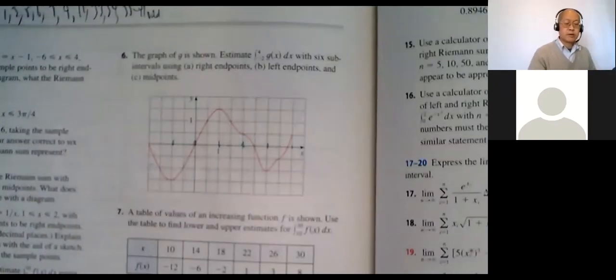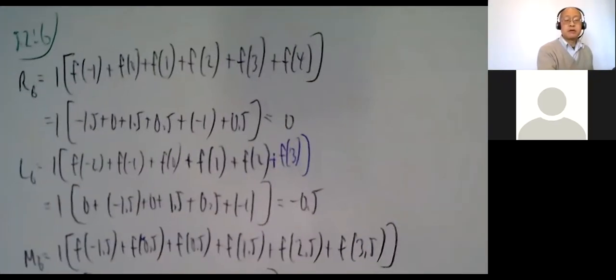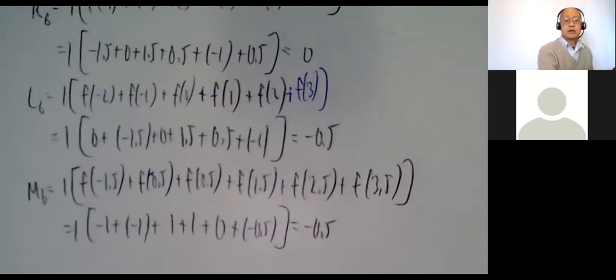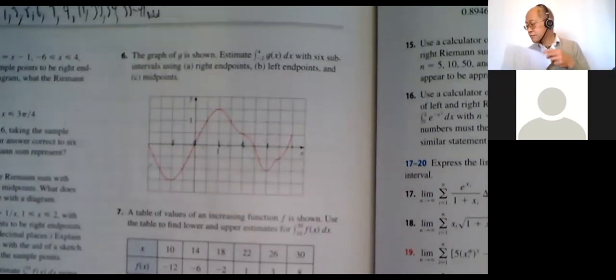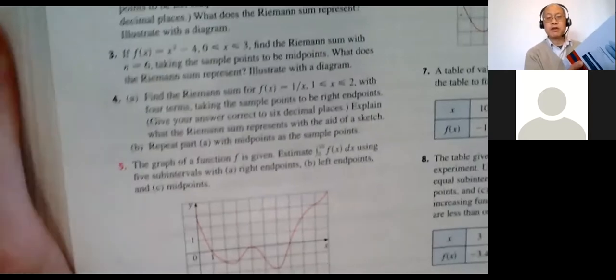Okay. So that's it. Let me do the focus thing again so you can see it. And that's that. Okay, I'll go back and look at problem 5, which is very similar.